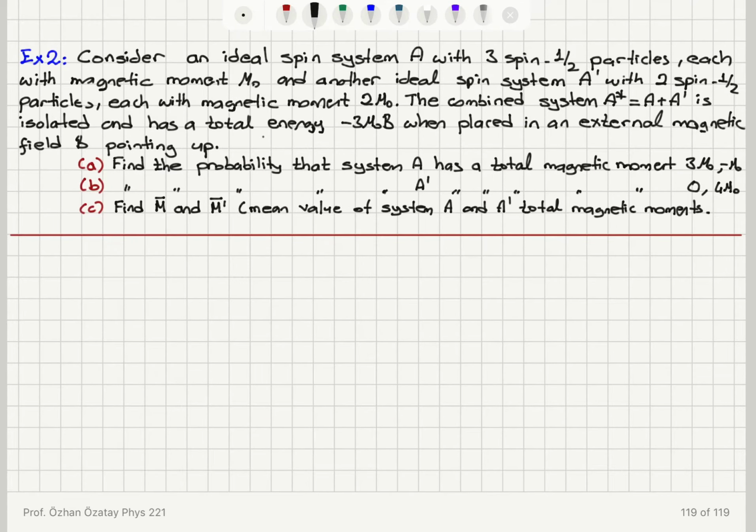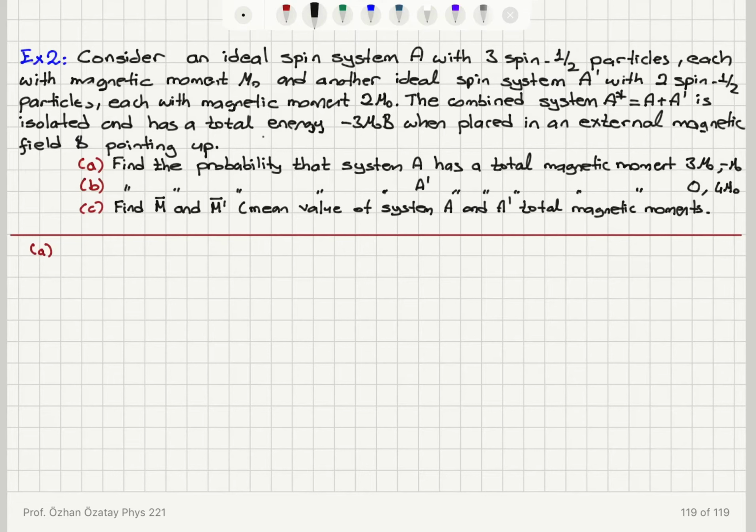Let's look at a similar situation in example 2. Consider an ideal spin system A with 3 spin 1/2 particles, each with moment mu 0, and another ideal spin system A prime with 2 spin 1/2 particles, each with moment 2 mu 0. The combined system is isolated, has a total energy minus 3 mu 0 B when placed in an external magnetic field B pointing up. Find the probability that system A has a total magnetic moment 3 mu 0 or minus mu 0.